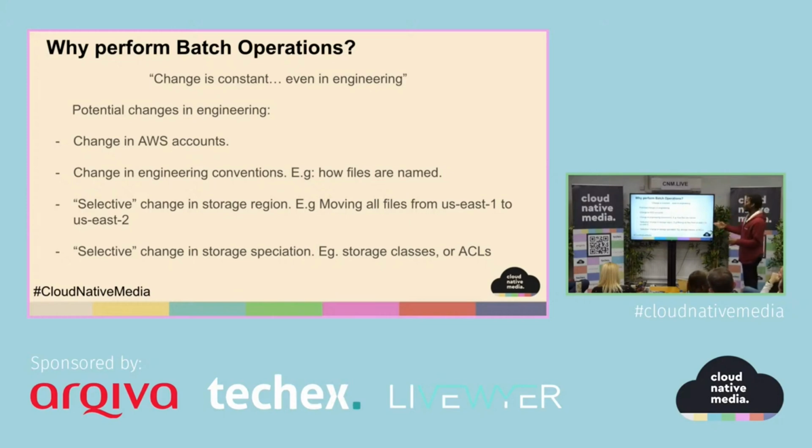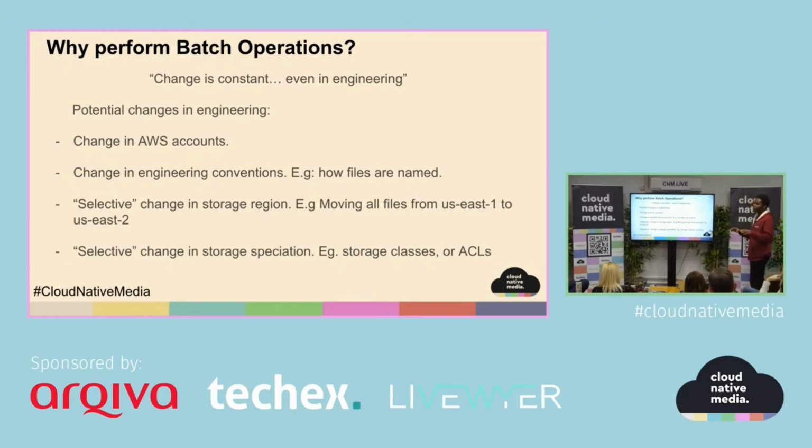Then you can have selective change in storage region. Now, I had "selective" in quotes there because sometimes this change is not global. So you might want to split your users. Those in the US, you can have them within the US regions for AWS. Those in other parts of Europe, you can have them in other regions, because within AWS you have various regions. So you might want to split this.